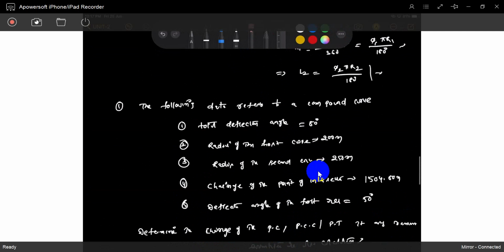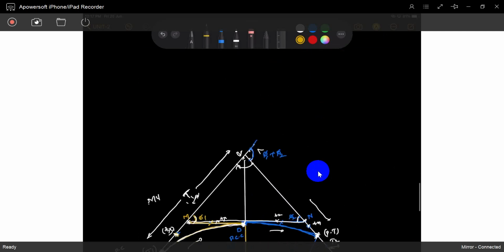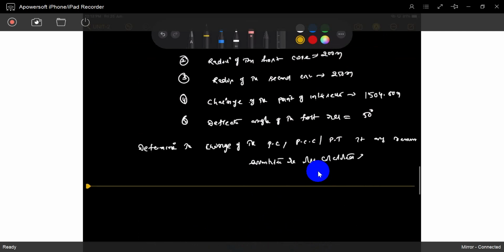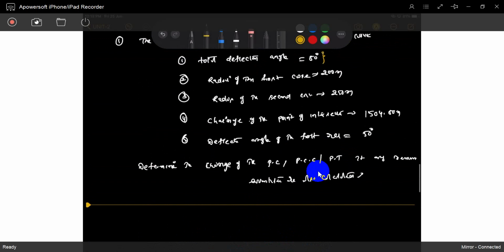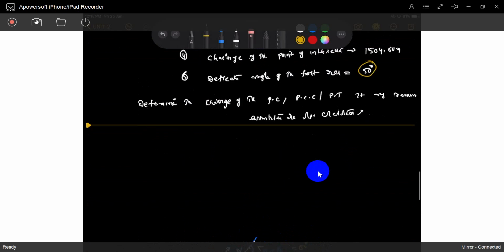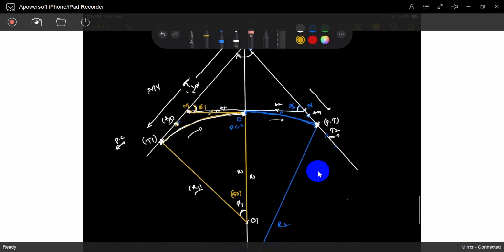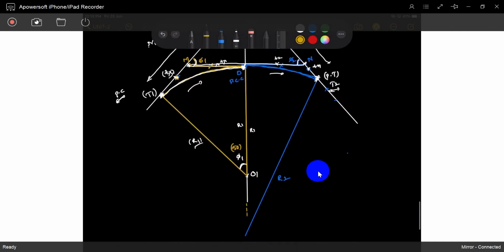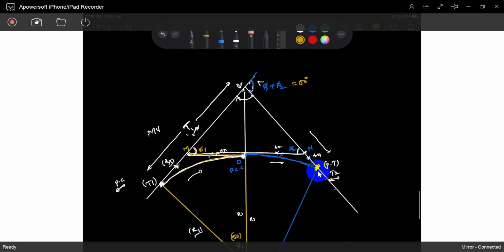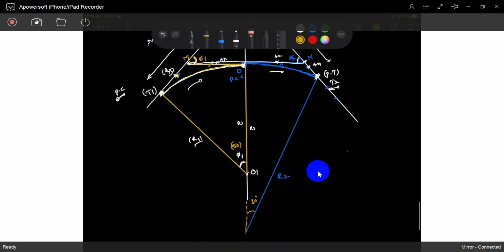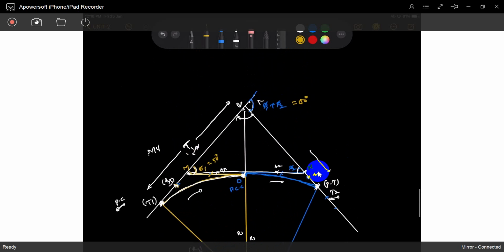What are the given quantities? The total deflection angle is 80. The first deflection angle is 50, so the remaining is 30. This is 80, meaning this is 50 and this is 30, and this is also 50 and this is also 30.